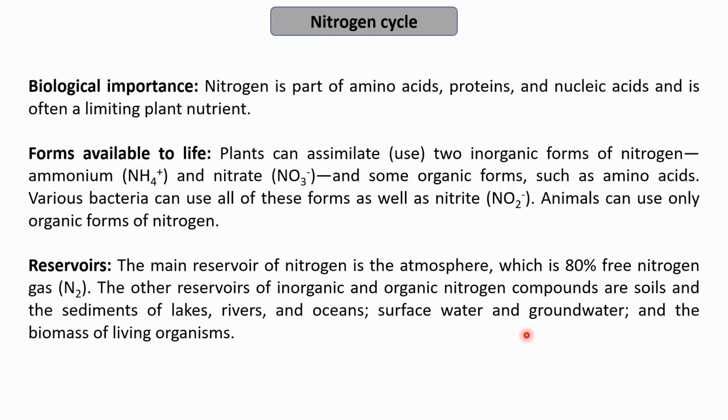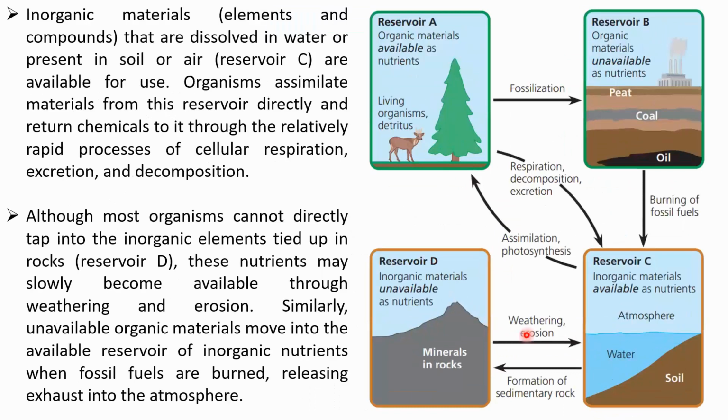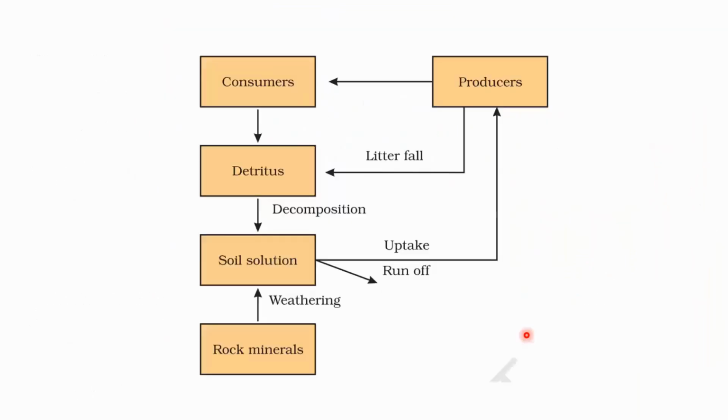So we learned about 4 different cycles. The first one was the water cycle. The second one was the carbon cycle. Third one was the nitrogen cycle, and fourth one was the phosphorus cycle.